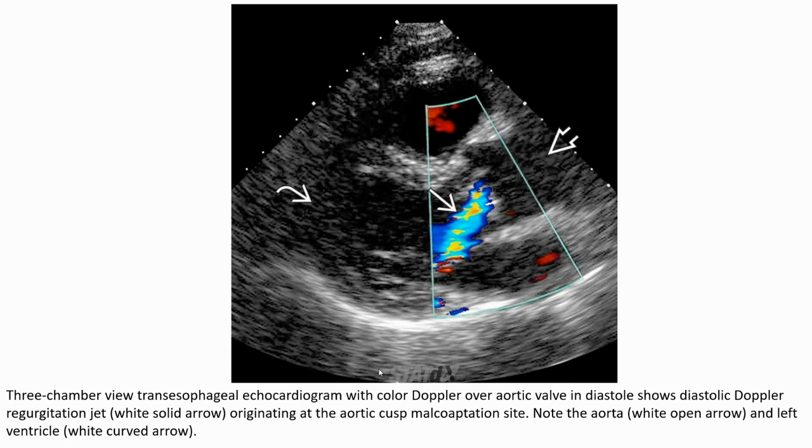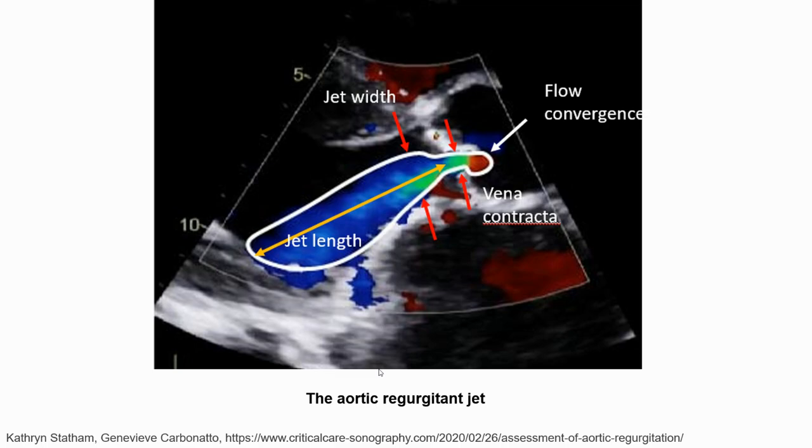This is a transesophageal echocardiogram with color Doppler over the aortic valve, showing a diastolic Doppler regurgitation jet originating at the aortic valve. This echography shows the aortic regurgitation jet pattern and the width of the regurgitant jet.